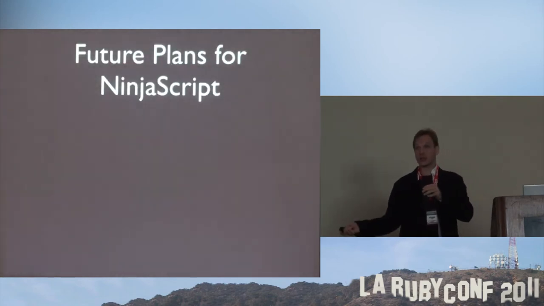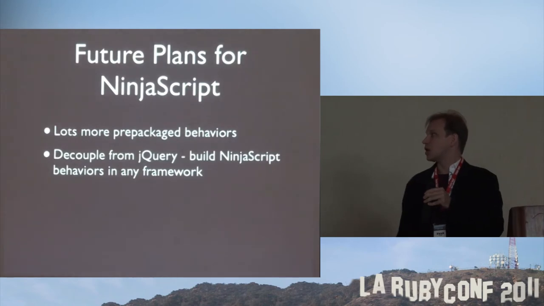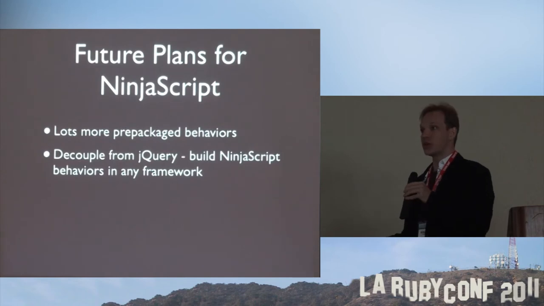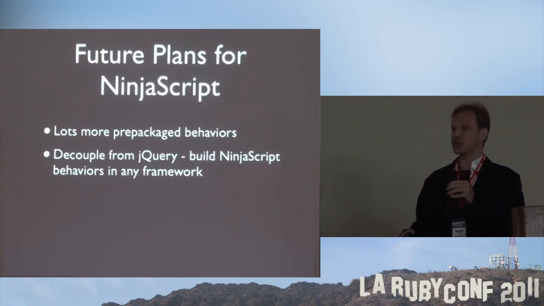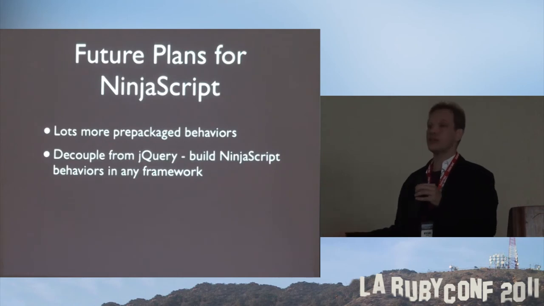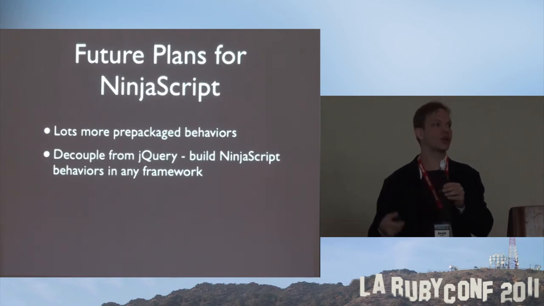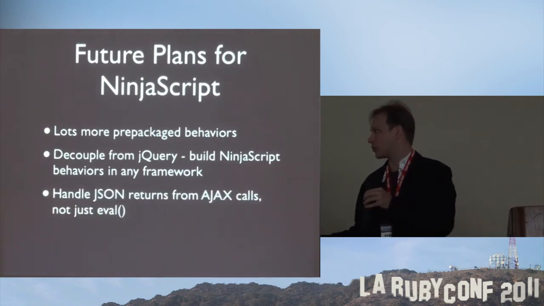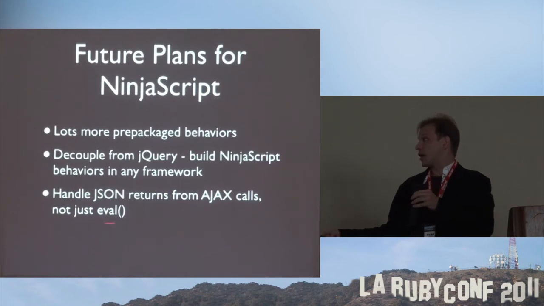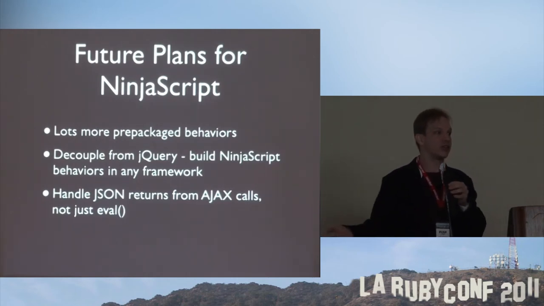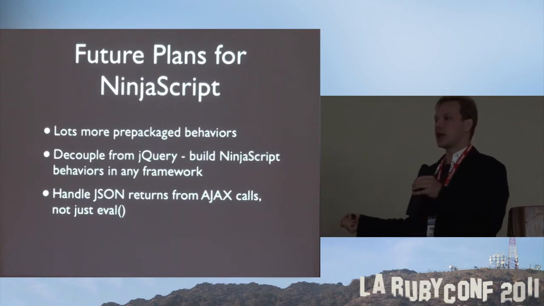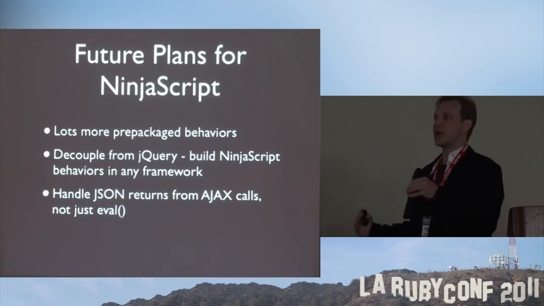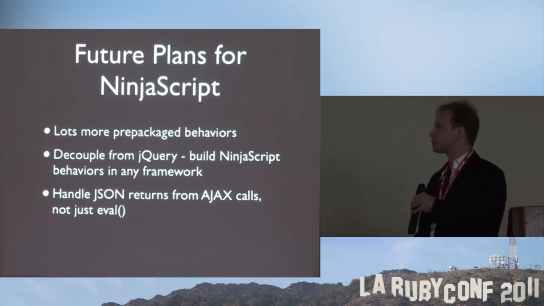Our future plans are to complete those prepackaged behaviors. To decouple the entire thing from jQuery. Right now, NinjaScript functions as a jQuery plugin. In the next major version, it's just going to be its own environment, and you can write your behaviors in MooTools, your behaviors in Prototype, whatever you'd like, and use the jQuery persistence framework to keep them working, or the NinjaScript persistence framework. And at the moment, it handles all AJAX calls by just evaluating the return, sort of the Rails default, but we're going to build frameworks so that you can write AJAX behaviors that return things in JSON, maybe even XML, and define the return behavior as part of the NinjaScript AJAX processor.